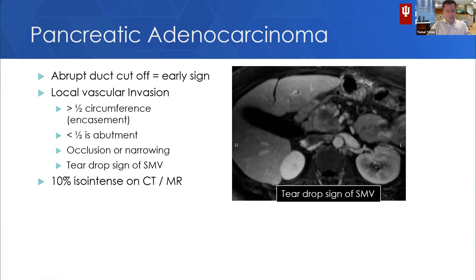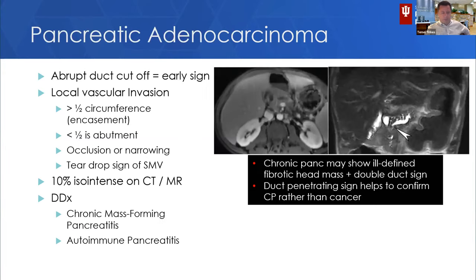Unfortunately, in about 10% of the adenocarcinomas, the lesions are isointense to pancreas on CT and MRI, which makes it really difficult to detect the pancreatic cancer. A lot of people say, why do radiologists miss this pancreatic cancer? Because it was not visible. And a lot of times the pancreatic cancer is small in size as well at the time of diagnosis. So you really have to pay attention when dealing with pancreatic cancer.